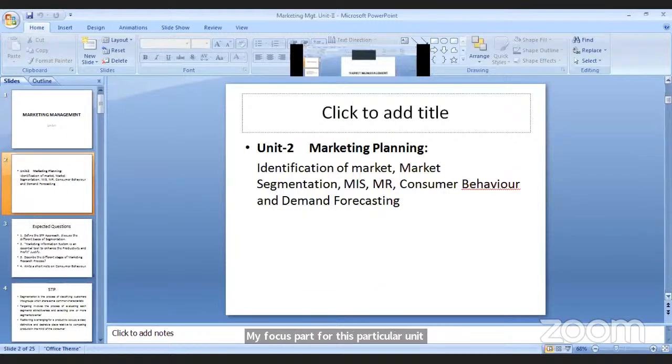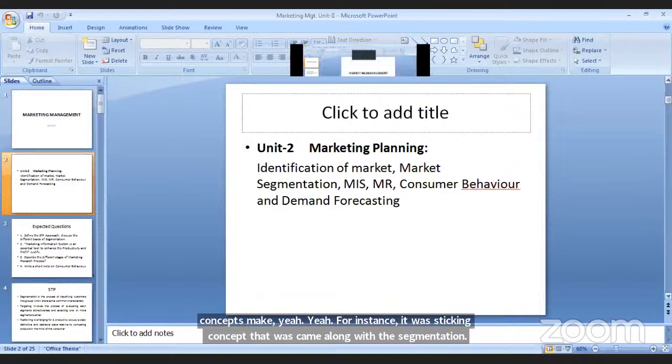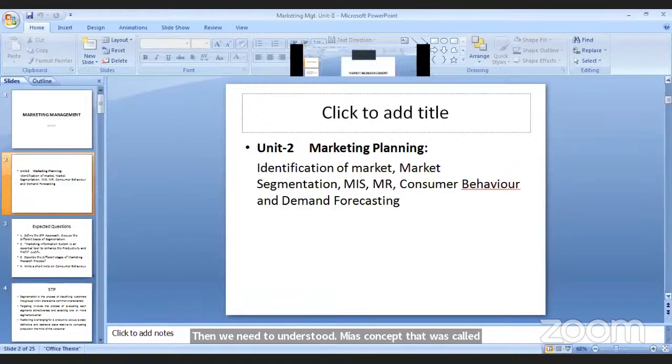Then, to understand marketing, there are some basic concepts. First was the STP concept that came along with segmentation. Then we need to understand the MIS concept, called the management information system concept. Then the MR concept, called the marketing research concept. Then we'll try to understand what consumer behavior is, also a concept where we need to understand the different behavior of consumers. And the last one is demand forecasting. This is the focus of unit 2.